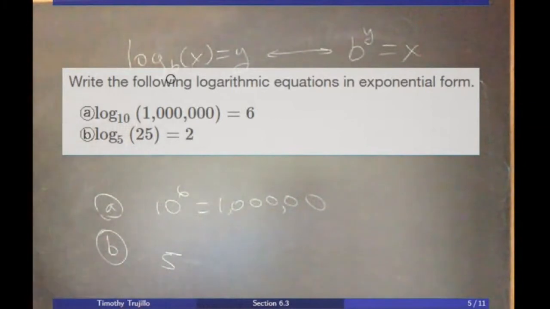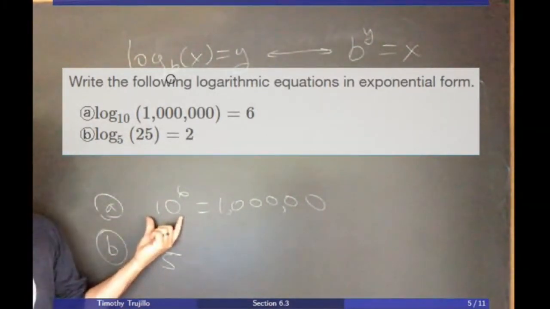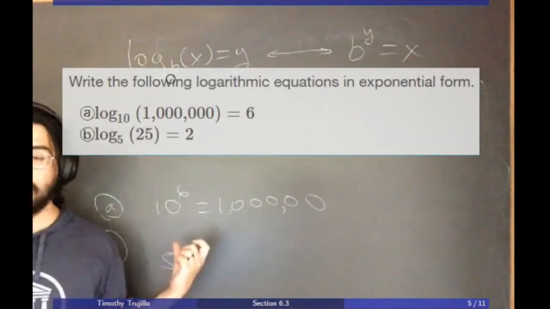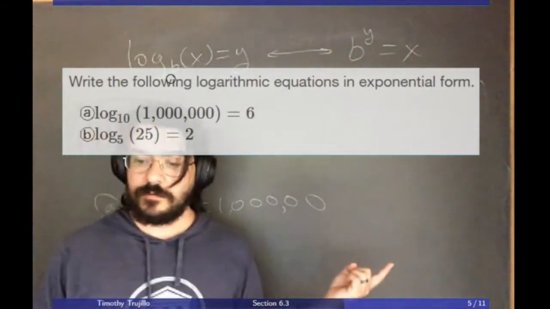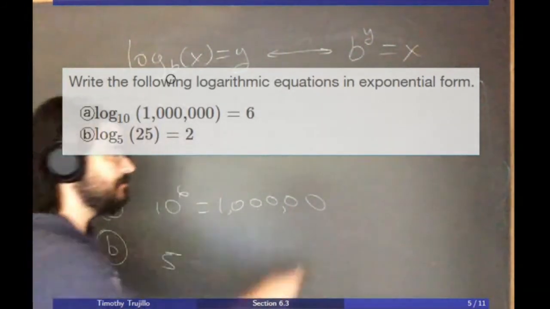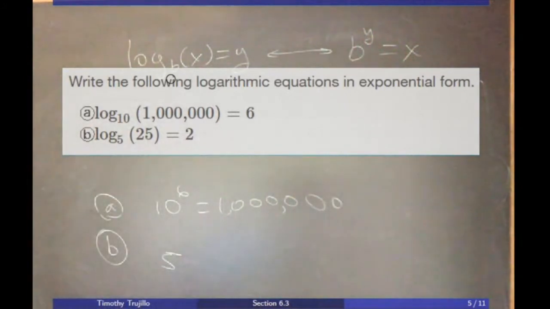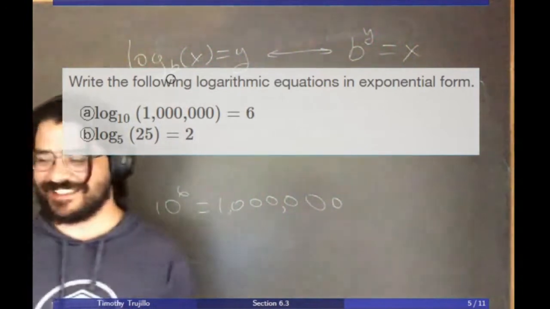Okay. And what this means is if I take 10 and I multiply it by itself 6 times, I'm going to get a million, right? And I left off an extra 0 there at the end. There should be 6 zeros because it's 10 to the 6th, right?